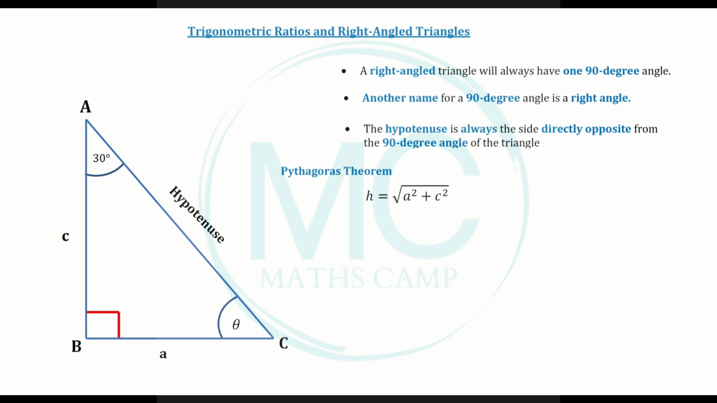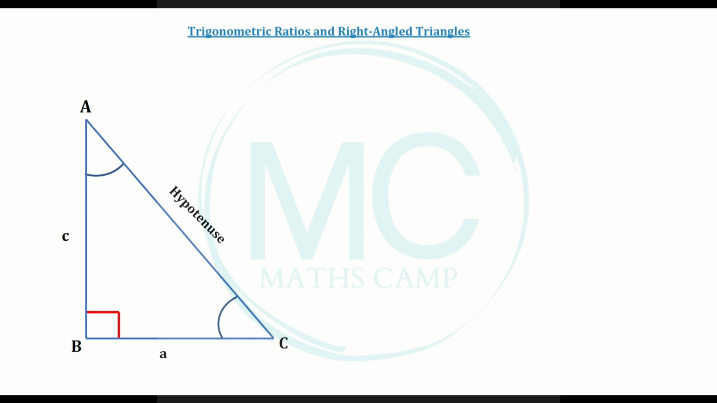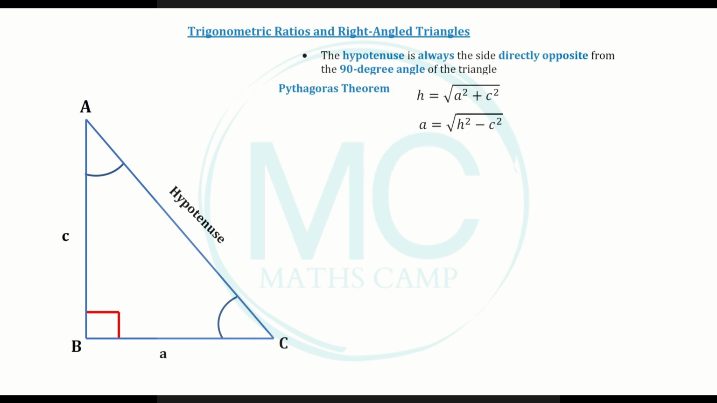Now, if we have the length of the hypotenuse, we can also rearrange this equation and make one of the other sides of the triangle the subject in this equation. So let's say we're trying to find a. So we can say a is equal to the value of the hypotenuse squared minus the value of the other side squared, all under a square root. Let's make some space and write our notes up here.